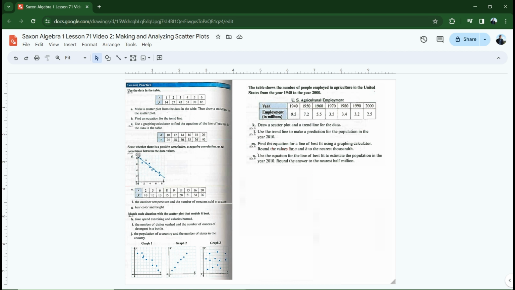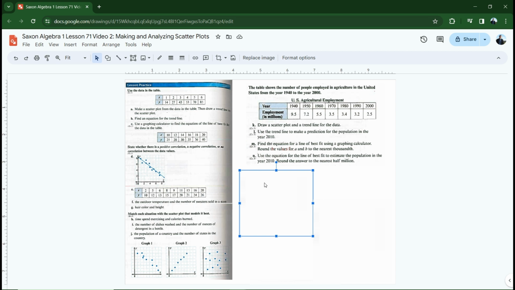The first thing we're going to do is make a scatter plot from the data in the table. What you need to do is simply take each one of these x points and y points that go together, the points (1, 14), (2, 27), (3, 43), (4, 53), (5, 70), and put them on an xy coordinate plane. When you're done, you're going to get a scatter plot that looks like this.